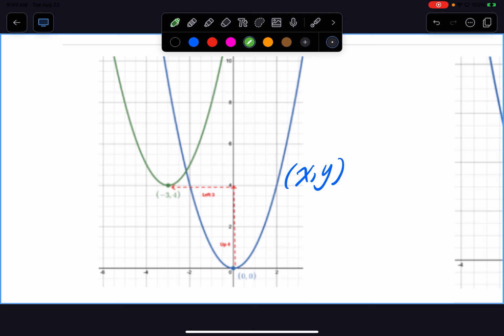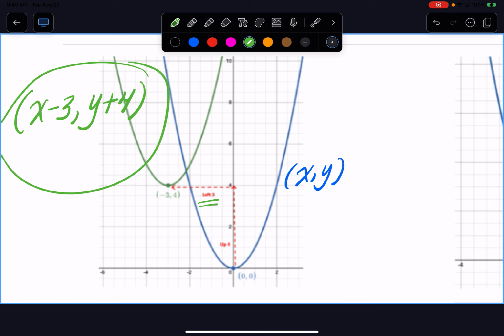So then for green, you would say x. To get to that other side, what do we need to do? Left 3, so we do need a minus 3 off our x's, true? To literally get to the right spot. And then we need to go up 4. So what do we do to our y's? Plus 4, boom, there it is. There's our answer.